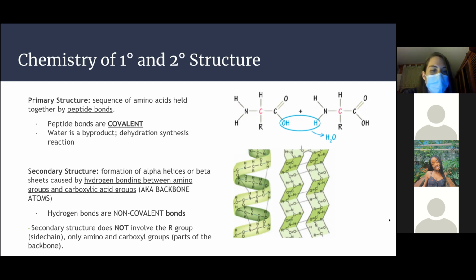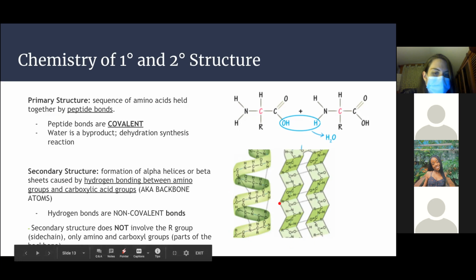A good thing to point out is that the secondary structure does not involve R group interactions. Only amino and carboxyl groups, which are considered part of the backbone, are interacting. You can see in the diagram below that in the alpha helices and the beta sheets, only the backbones are touching each other. None of the R groups are interacting with each other, at least not in the secondary structure stage.